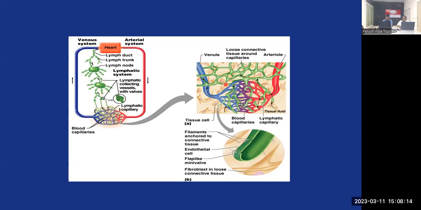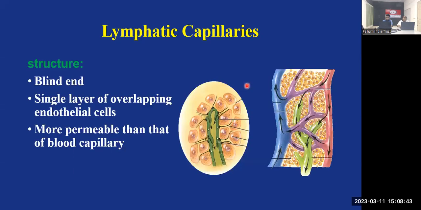Okay. You can see the right side picture. It is a clustered form now. Wherever the fluid is drained, the lymphatic capillaries will be collecting the lymphatic fluid. Okay, so that lymphatic fluid originates from the interstitial space. So let's see one by one what lymphatic capillaries are.